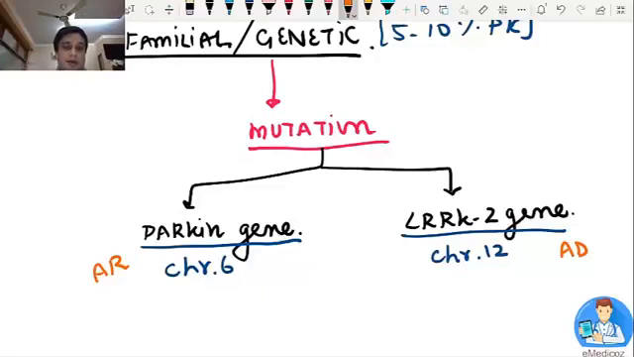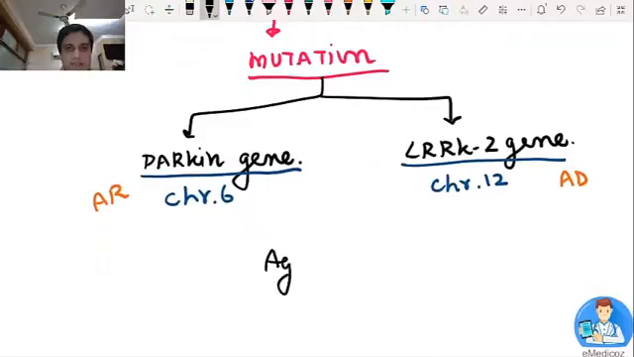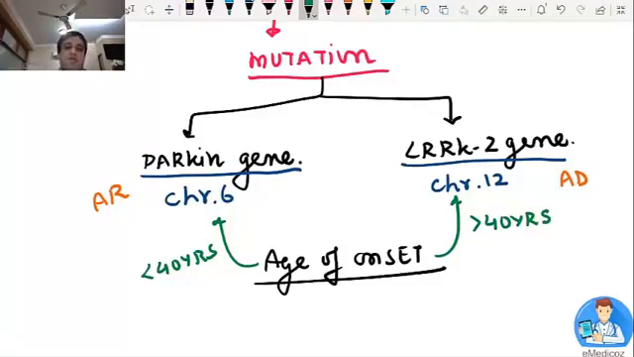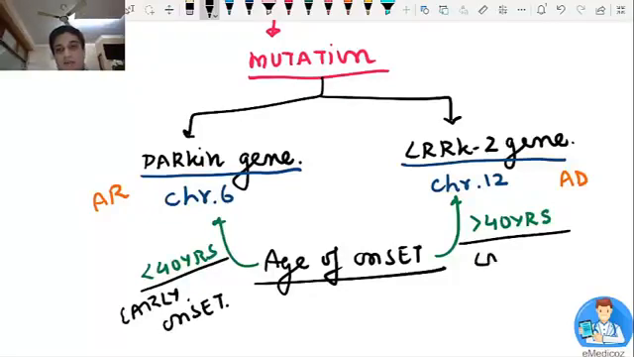Another quick fact. When does it really present to me? The age of onset that we know. The Parkin gene mutation comes at an age less than 40 years, while the LRRK2 gene mutation comes with the age group of more than 40 years. So less than 40 is something which comes early, early onset, correct? More than 40 years comes later in life, which I know as a late onset.